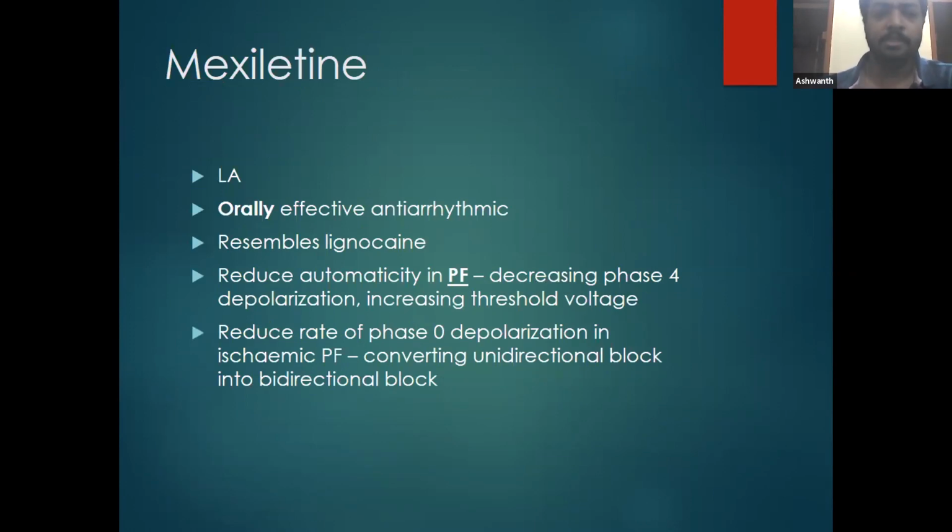Mexiletine is a local anesthetic and an orally effective antiarrhythmic that resembles lignocaine. It reduces automaticity in Purkinje fibers, decreasing phase 4 depolarization and increasing the threshold voltage. It also reduces the rate of phase 0 depolarization in ischemic Purkinje fibers, converting unidirectional blockade to bidirectional blockade.